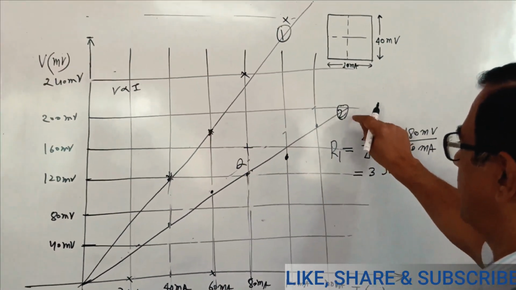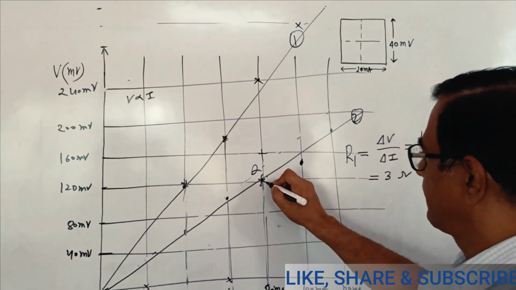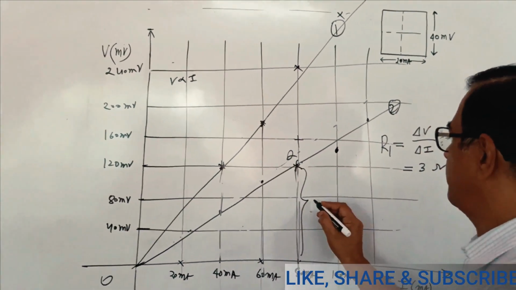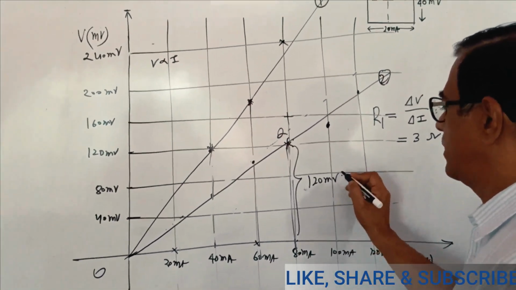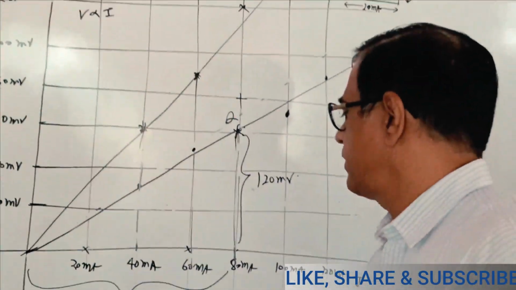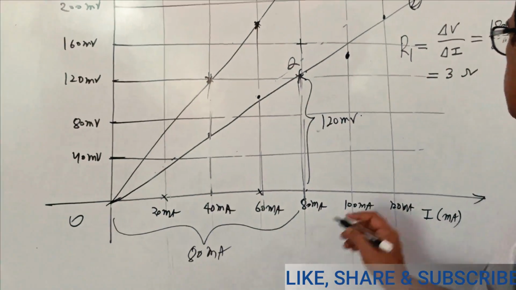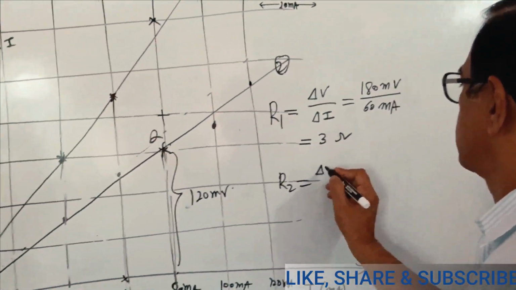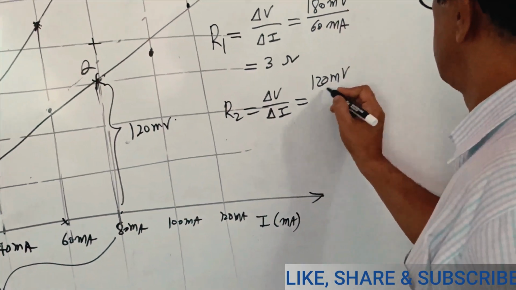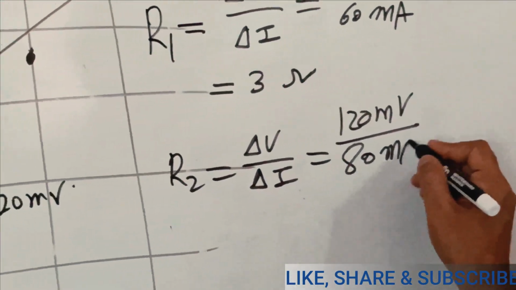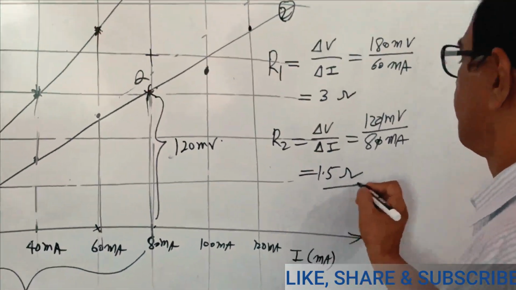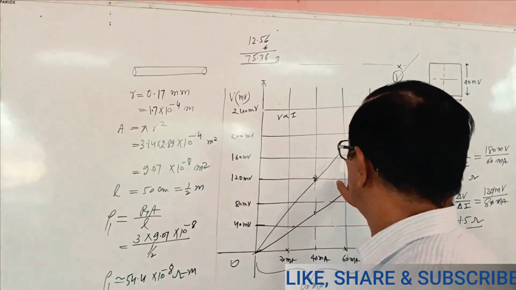To find the resistance of wire 2, let's choose this point and drop a perpendicular. This value gives the potential difference, which is 120 millivolt, and this value gives the corresponding current, which is 80 milliampere. So the resistance of the second wire, delta V by delta I, is 120 millivolt upon 80 milliampere, which happens to be 1.5 ohm. The resistance of wire number 1 is 3 ohm.